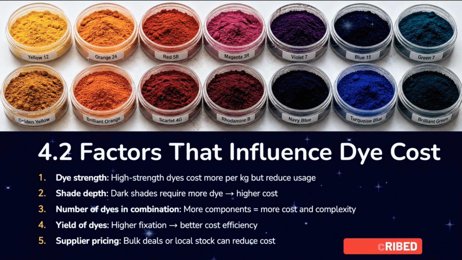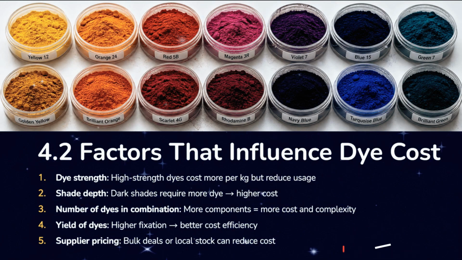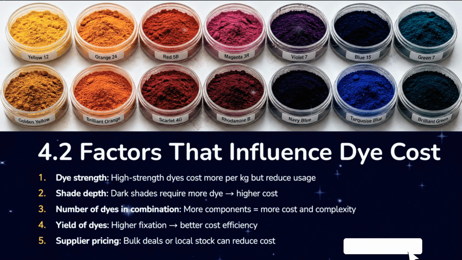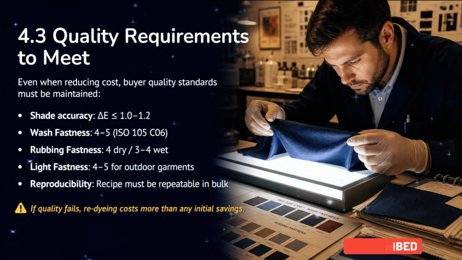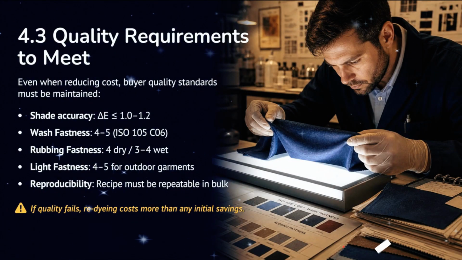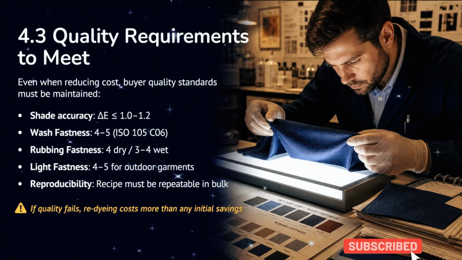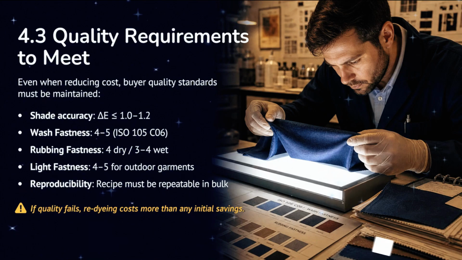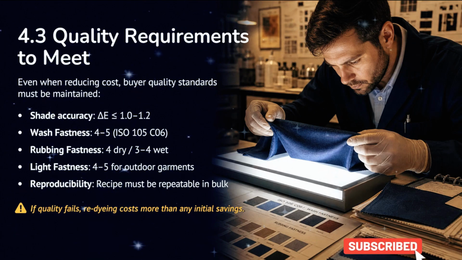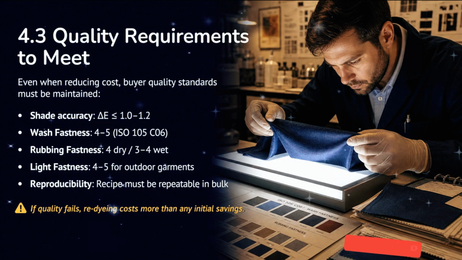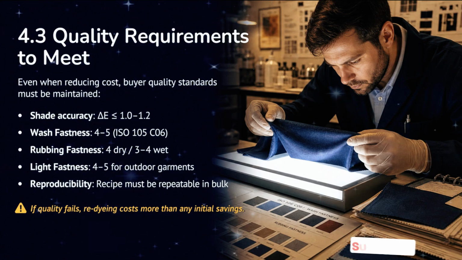These include dye strength, shade depth, the number of dyes in the combination, the yield of the dyes, and supplier pricing. Section 4.3 outlines the quality requirements to meet. Even when reducing cost, standards for shade accuracy, wash fastness, rubbing fastness, light fastness, and reproducibility must be maintained. Failing quality means redyeing, costing more than any initial savings.